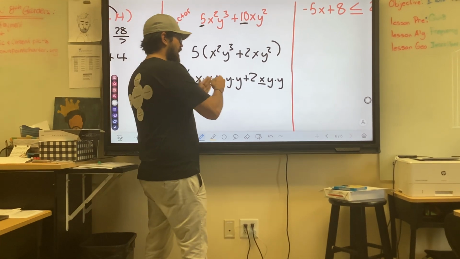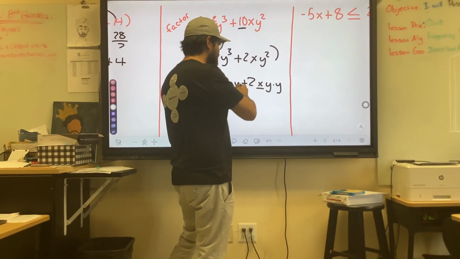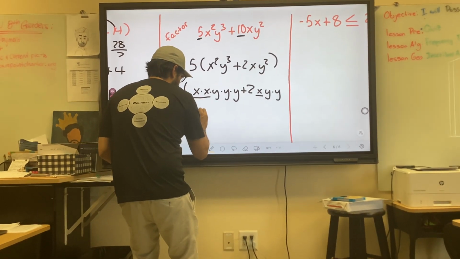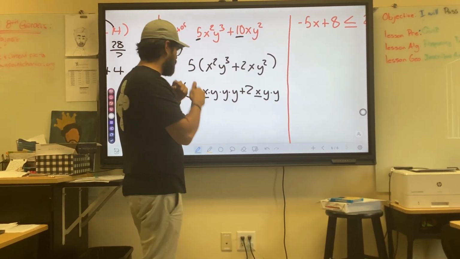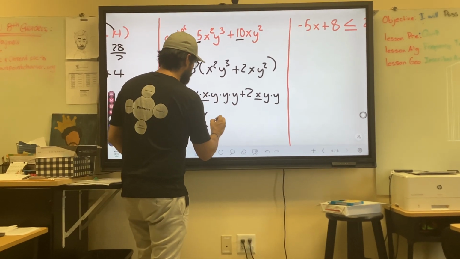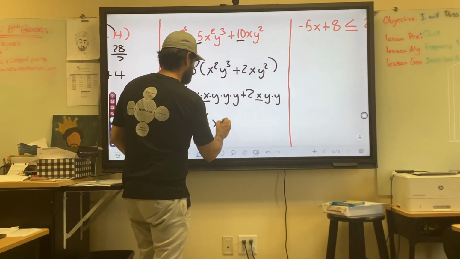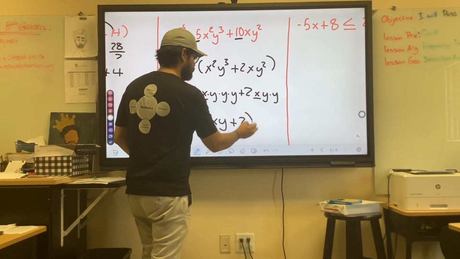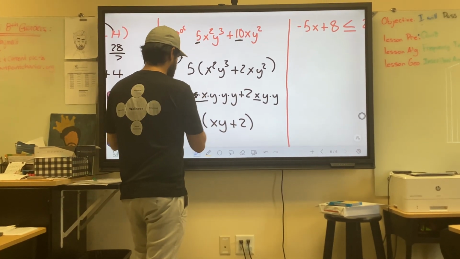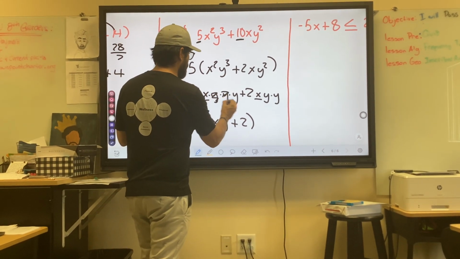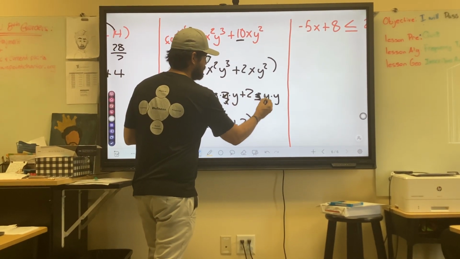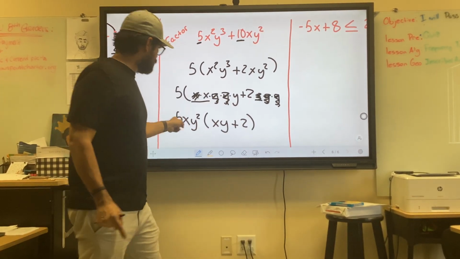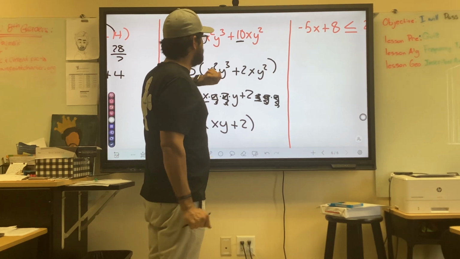Now, how many y's do they have in common? This one has 3 and this one has 2, which means they have 2 y's in common. So it's going to be y squared that I'm pulling out of the problem. So the final result is going to be x, y, plus 2, because I removed 1x and I removed 2 y's. And that's your final answer. If you were to do this distributive property, you would end up with this up here.